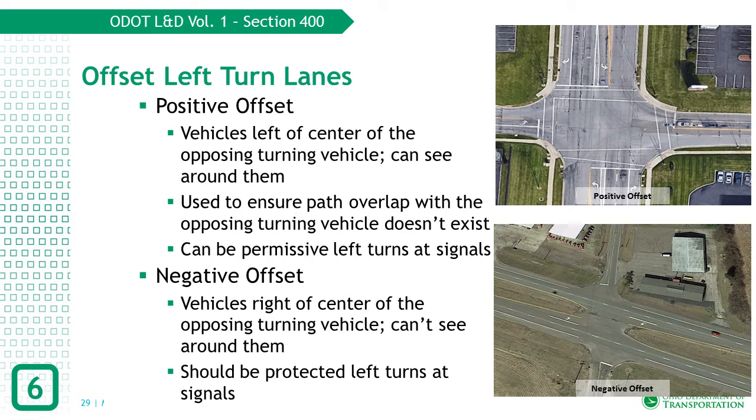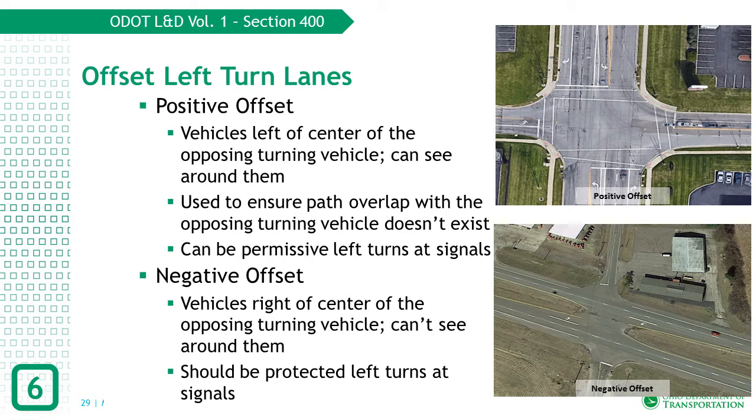For roadways with wide medians, designers should attempt to achieve positive offset of the left turn lanes, like in the image in the top right, which is when there is some buffer between the left turn lane and the through lane in the same direction. This allows the turning vehicles to be left of center of the opposing turning vehicle, allowing them to have adequate sight distance to find gaps in the opposing traffic to turn within. Positive offset also helps ensure that there is no path overlap between the opposing turning vehicles.